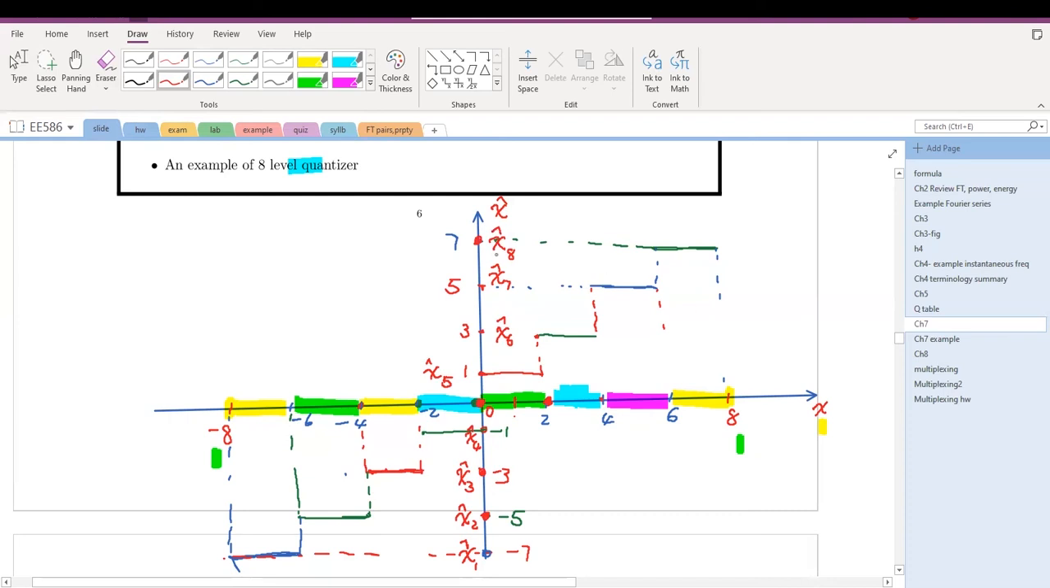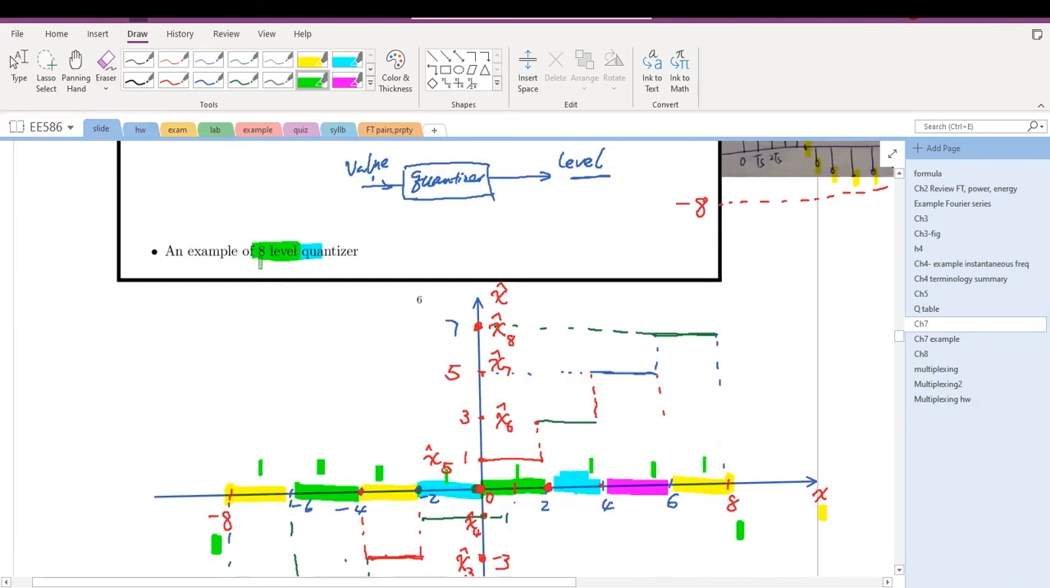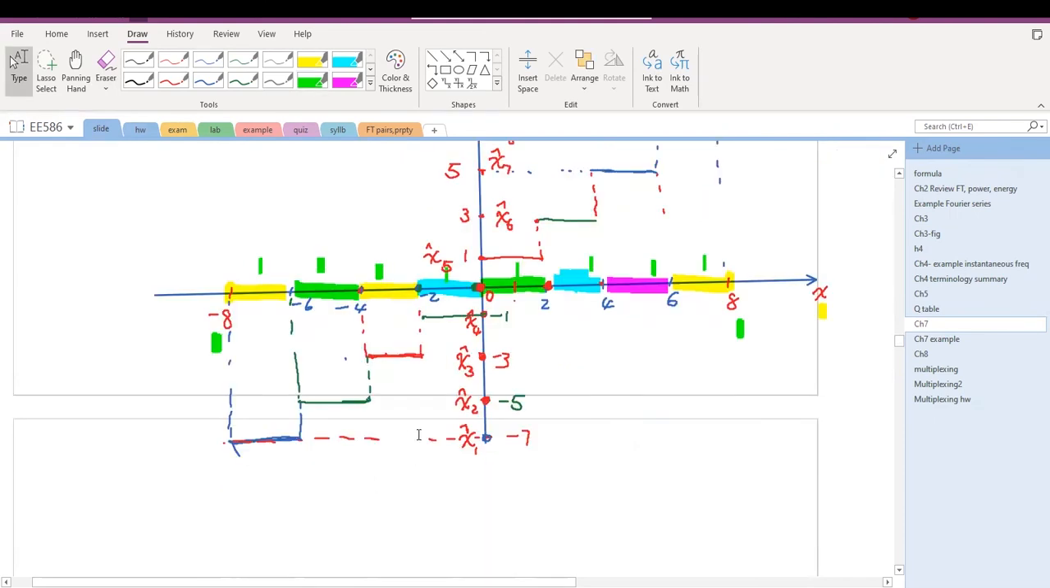And you can see this is a mapping. We have 8 quantization regions, 8 of them. And each region is mapped into one quantization level. We have 8 quantization levels, therefore the name 8-level quantizer. This is the input and output relationship of a quantizer.